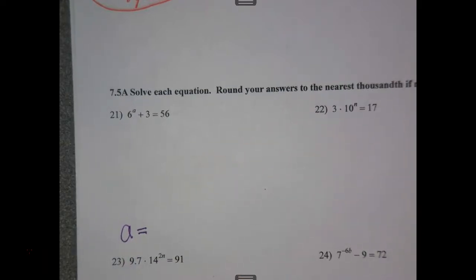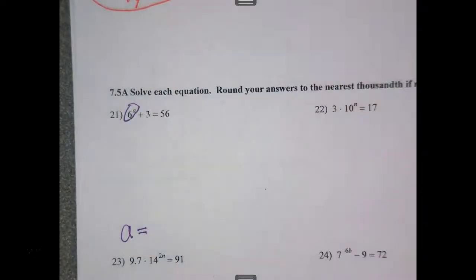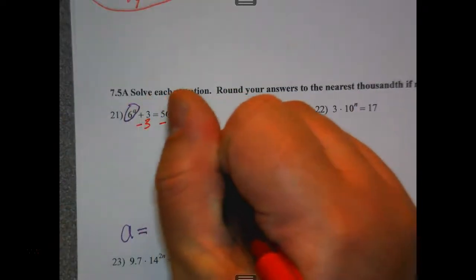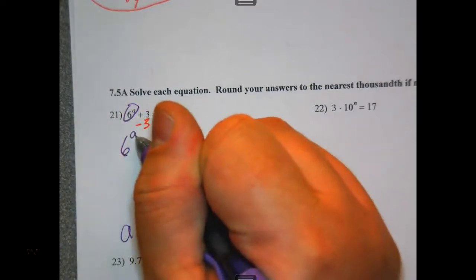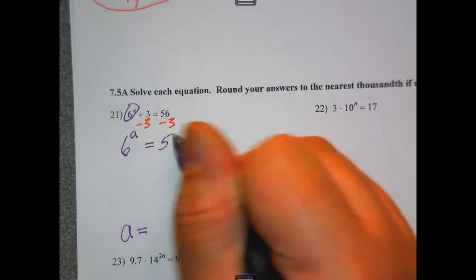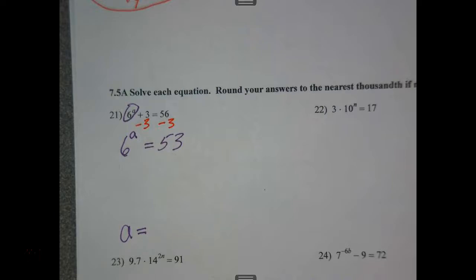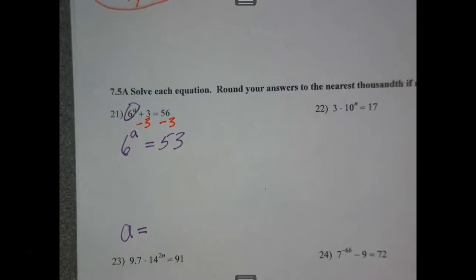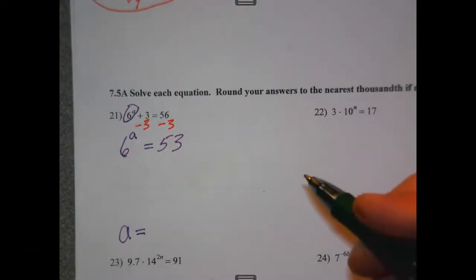Okay? If I have to solve for A, I'm going to attack this term. I want that guy by itself. So I'm going to subtract 3 from both sides. So I get 6 to the A equals 53. Now, there's no common base. I can't use a log. So what logs can I use that are on your calculator? ln or common log, right? Doesn't matter which one you use.